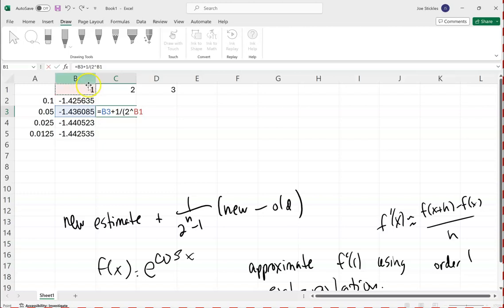So I want a $ sign next to the 1. So when I copy it across, it'll change the column letter, but when I copy it down, it won't change the row. So I'll still be referring to the same row, but when we copy across, it'll change the order appropriately as we go across. And then minus 1 here, and then multiply by the new estimate minus the old estimate. So the B3 minus the B2.